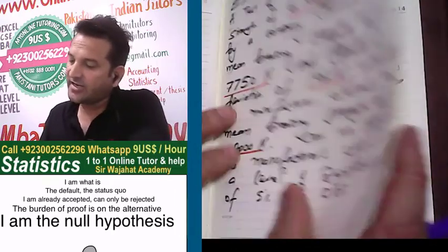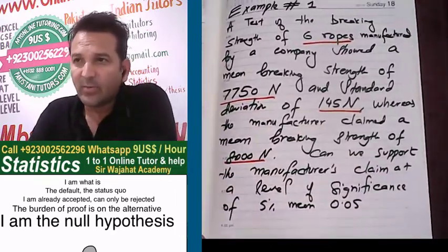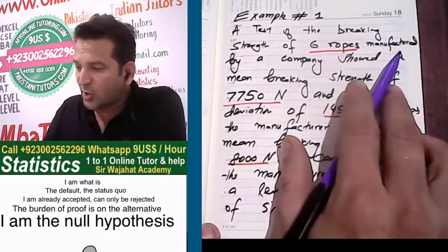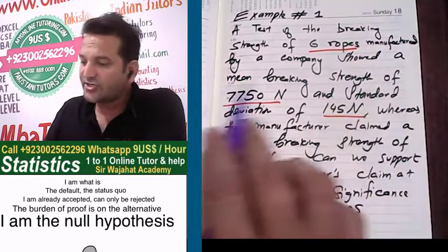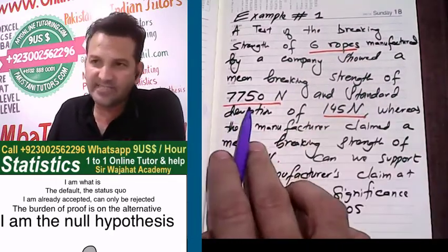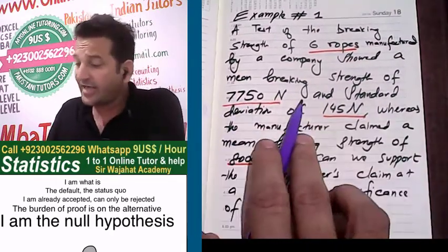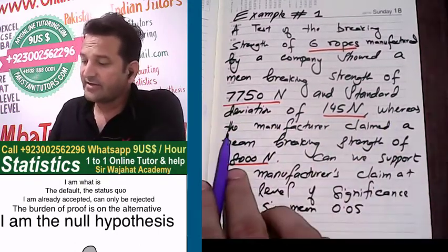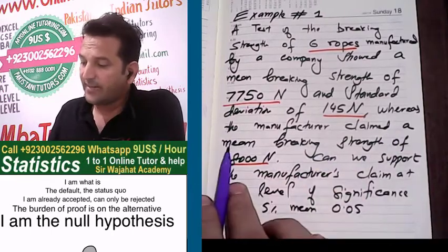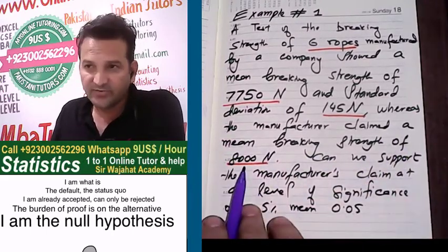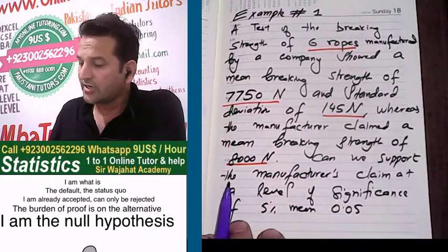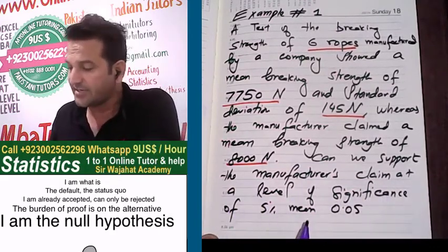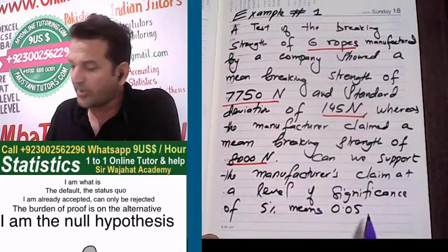I have already written three different examples. Example number 1: The test of the breaking strength of 6 ropes manufactured by a company showed a mean breaking strength of 7750 Newton and a standard deviation of 145 Newton. Whereas the manufacturer claimed a mean breaking strength of 8000 Newtons, can we support the manufacturer's claim at a level of significance of 5%? Means 0.05.